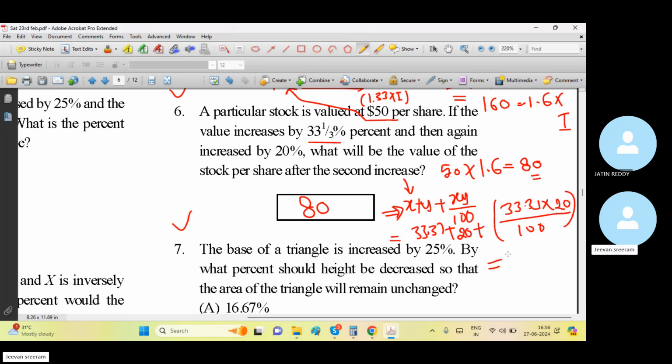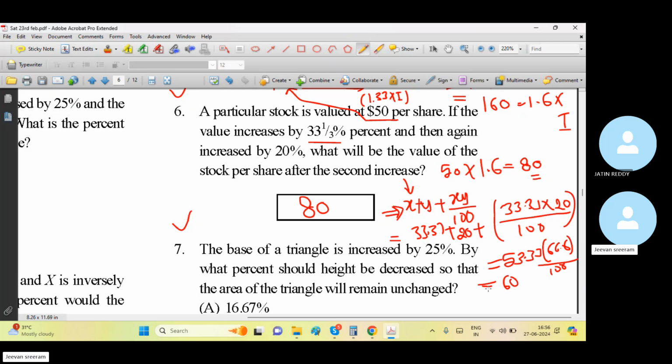So this has 53.33, 33 plus 20, right? Yes, sir. 66. This is going to be 66, no? Yes, sir. 66.6 divided by 100. Almost it is going to be 60%.